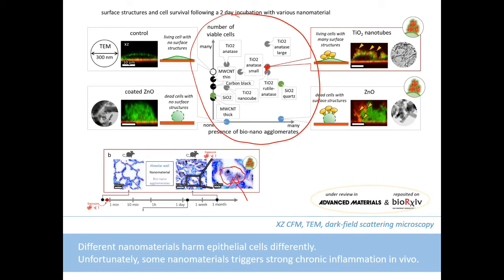As said, not all the nanomaterials harm epithelial cells in the same way, but interestingly, those that have huge agglomerates detected also trigger strong chronic inflammation in vivo. Locally, at the level of the epithelial cell, it seems a defense mechanism, but at the level of the organism, it still triggers strong chronic inflammation, and we were interested in how that comes about.